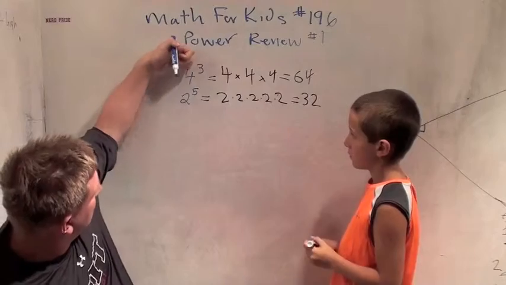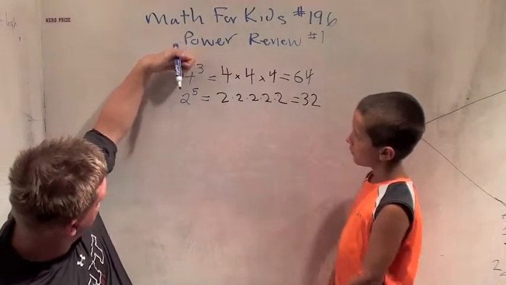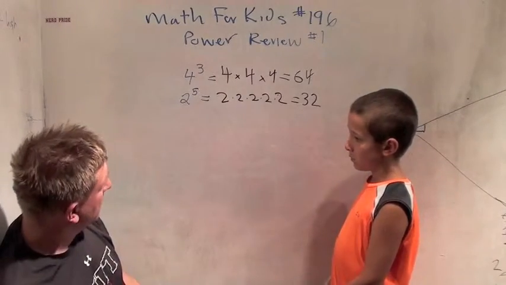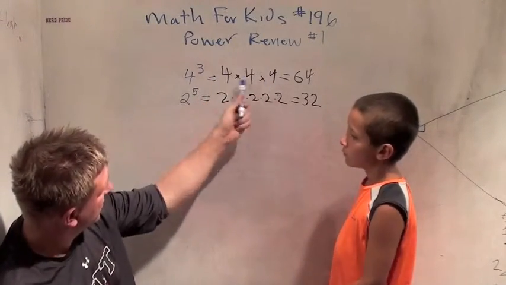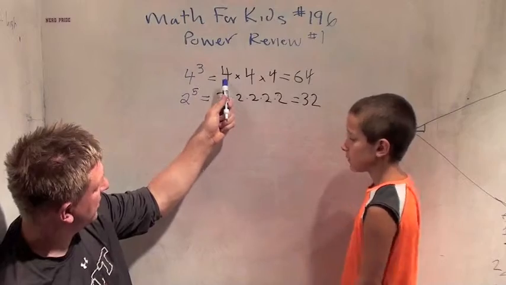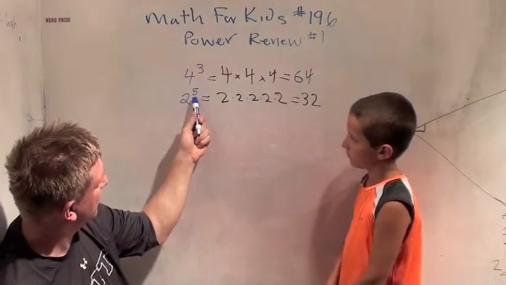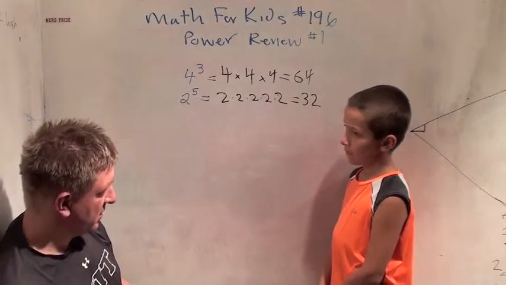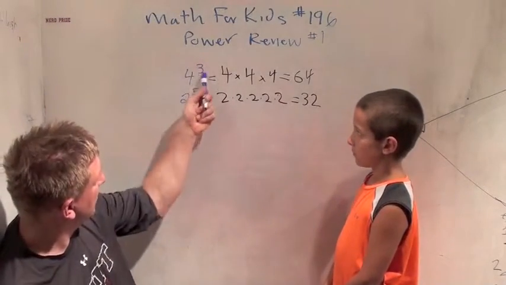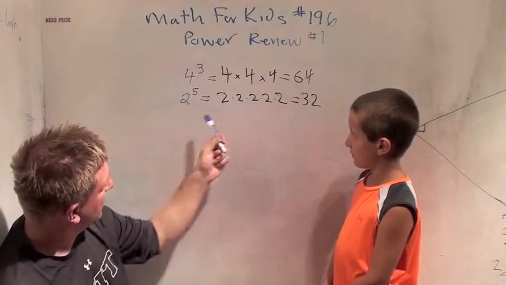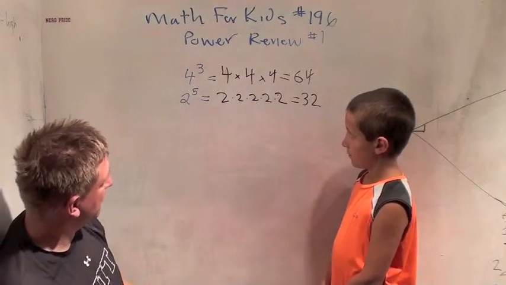So when we take an integer to an integer power, it just means multiply itself. 3 fours get multiplied together, 4 times 4 times 4. This means 5 twos get multiplied together. Does this mean 2 times 5? No. Does this mean 4 times 3? No. It means 3 fours get multiplied together, and this means 5 twos get multiplied together.